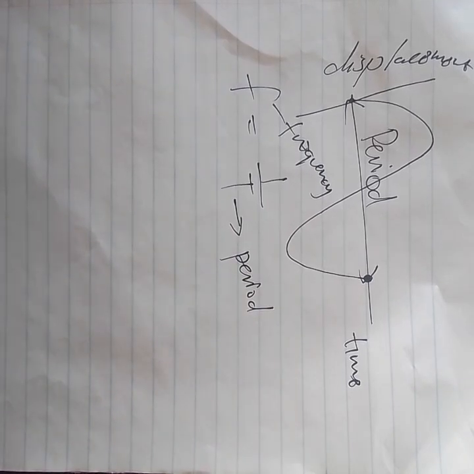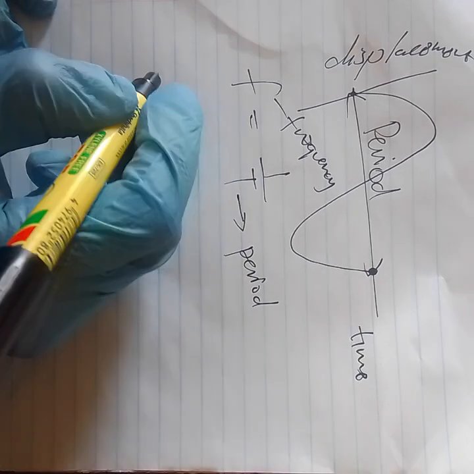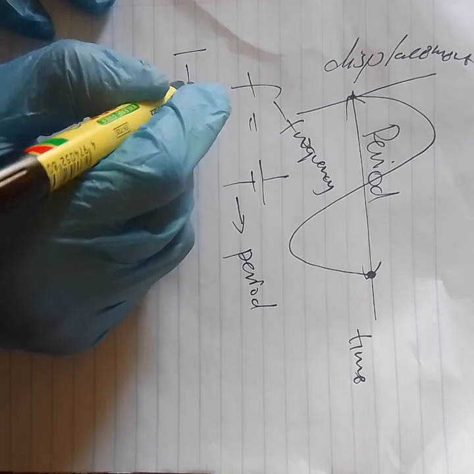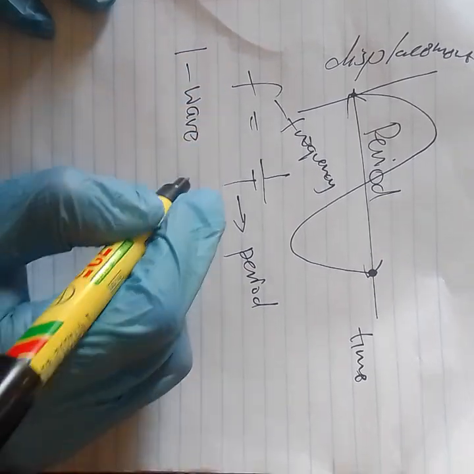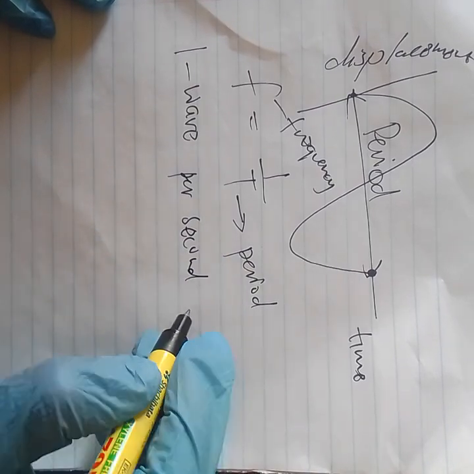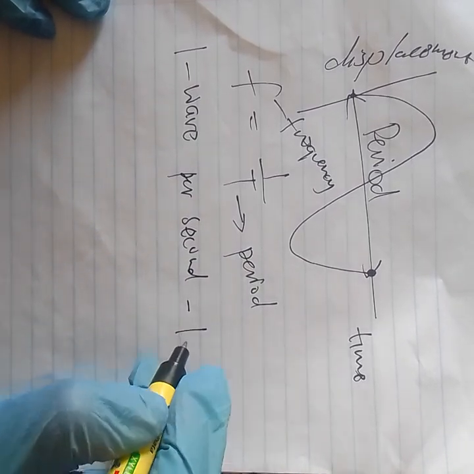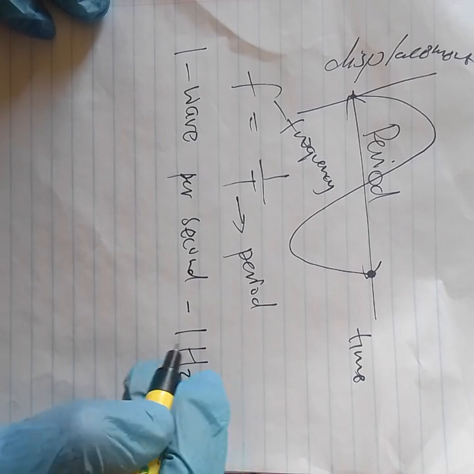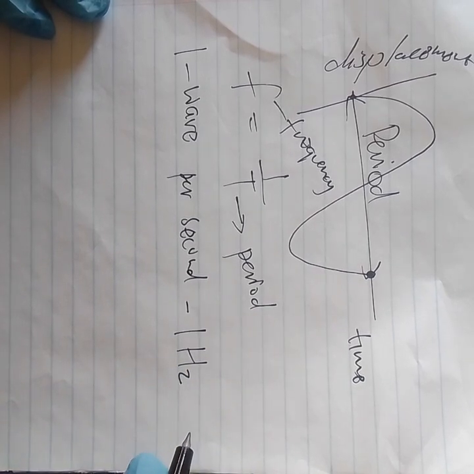But maybe you are asking, what is frequency? Basically, frequency describes how many waves are passing per second. If we have one wave per second, then we say we have 1 hertz, because hertz is the SI unit for frequency.